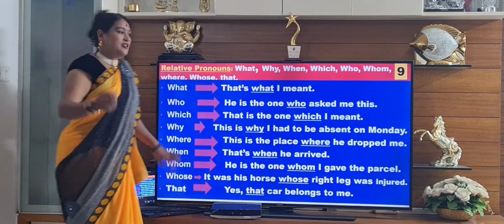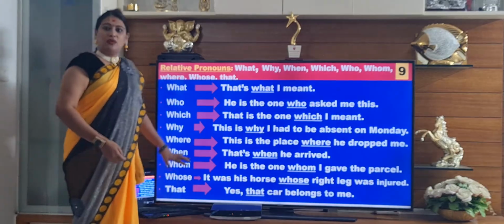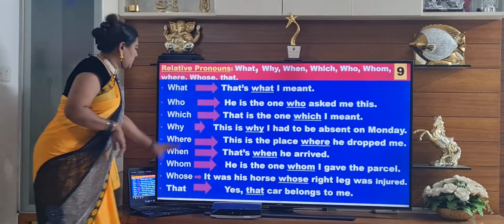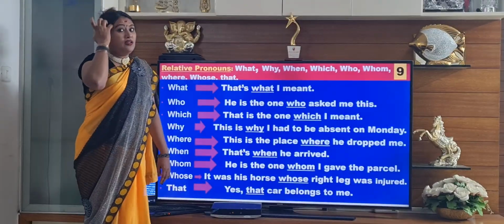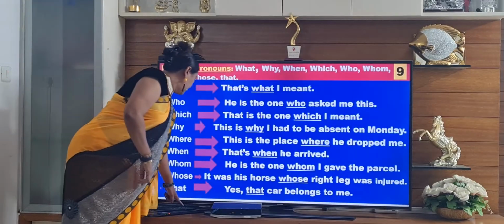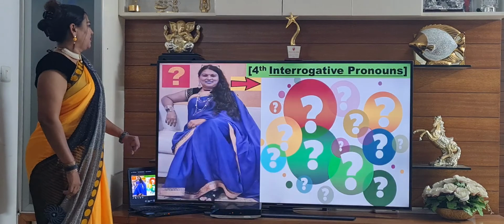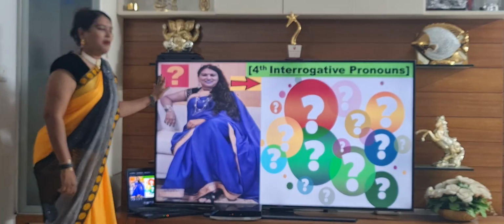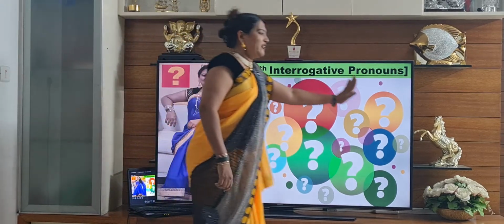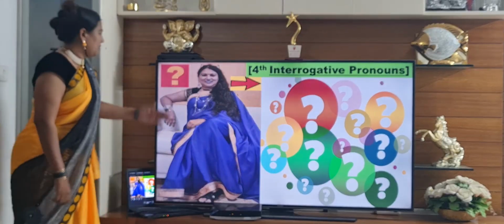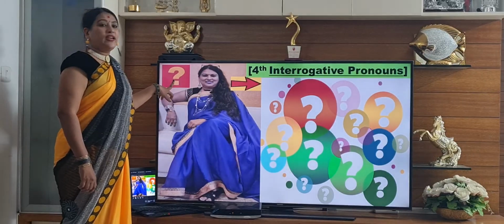See, children, when it comes to relative, that will come. But when it comes to interrogative, all these will follow, but not that. That will not come. Okay, dear? Now, next. This is the next pronoun. That is the question mark. You'll find a rain of question marks. Can you see the rain of question marks? Right? Isn't it? So, it's called interrogative.